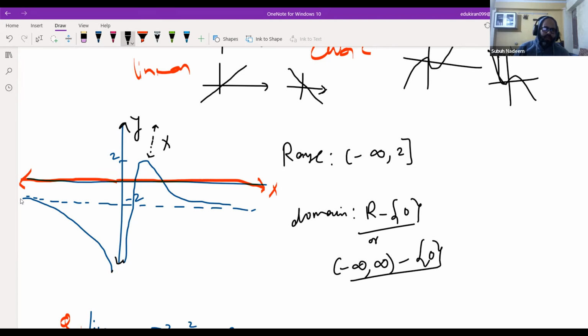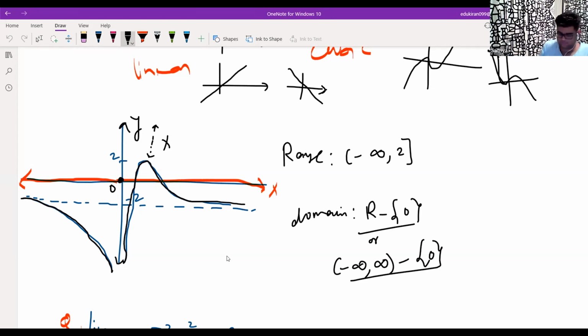Because when you start drawing it, you don't have to lift the pen till zero. At zero, you have to lift the pen. Then after crossing zero, when you draw this again, you don't have to lift the pen. So at zero, you are lifting the pen. This is discontinuous at 0, and the two lines are not meeting. That can also be a point. No, that is not needed.